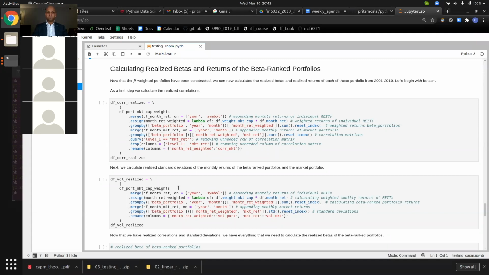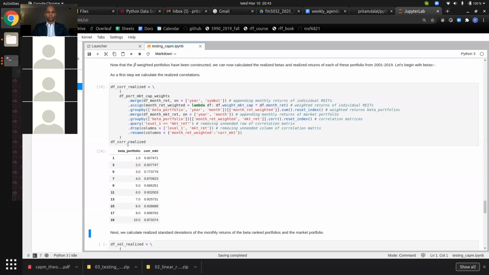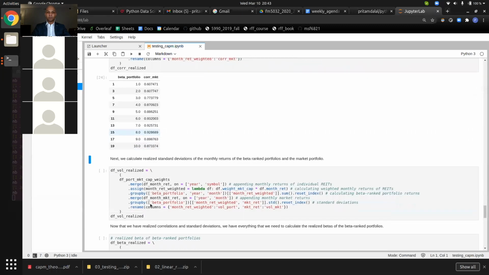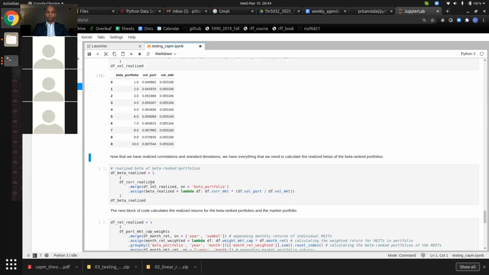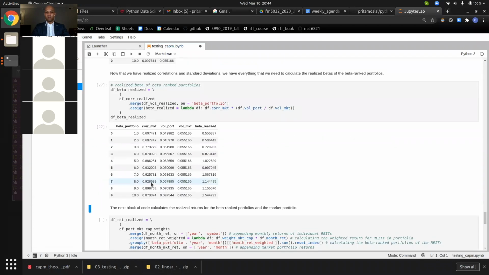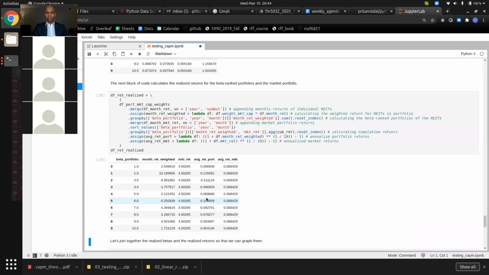What are we doing here? Now that we have our portfolios organized, it's really just a matter of calculating their realized betas over 2001 through 2019 and their realized returns. So here are the realized correlations for each of the beta rank portfolios. These are the realized volatilities for the portfolios and for the market. And that leads to being able to calculate the realized betas. And finally, we can calculate the realized returns.